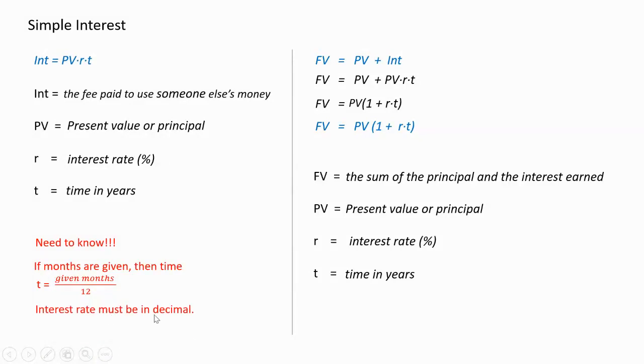And also, the interest rate must be in decimal, which means that you're going to move the decimal 2 places to the left and drop the symbol, or divide it by 100. 5 divided by 100 will give you 0.05. Okay, now, simple interest continued.